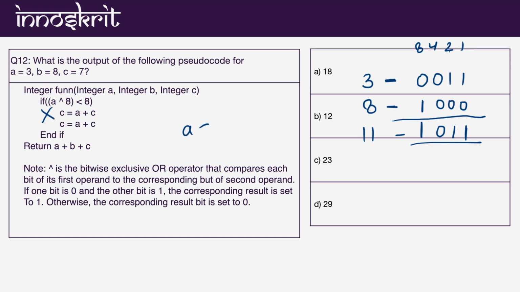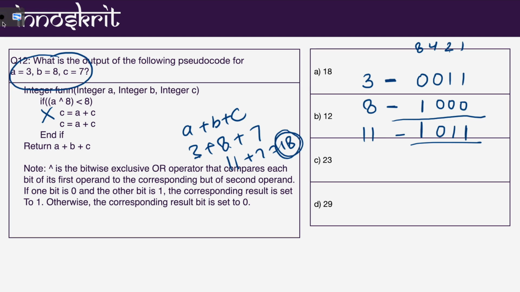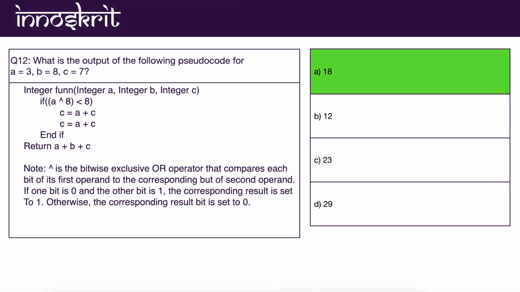So what will be a plus b plus c? The given a plus b plus c. So what is that? 3 plus 8 plus 7. So 8 and 3 will be 11. 11 plus 7 is equal to 18. So the answer is going to be 18 in this case. I hope this is clear. So answer will be 18.